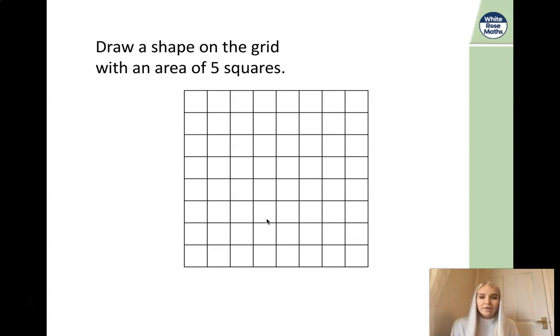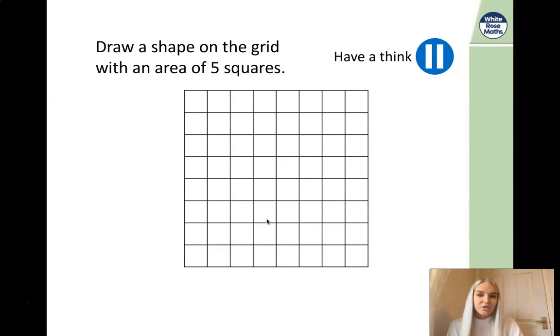Now I would like you to have a go at drawing a shape on the grid. Now this shape has to be an area of 5 squares. Now I know because you're at home you might not have any squared paper. So what you can do is either cut up now 5 squares that are the same size, and then you can use those and move them around on your table, or you can just draw the 5 squares but making sure that they are the same size, okay? So can you do that now? Draw a shape on the grid with an area of 5 squares, please. Pause the video and off you go.